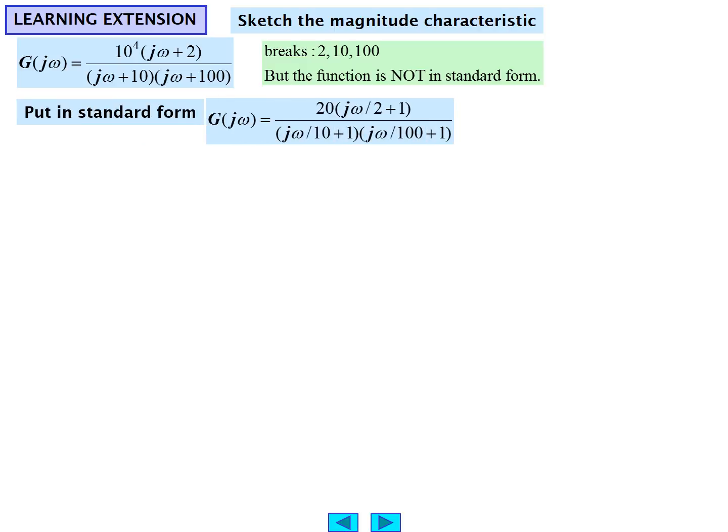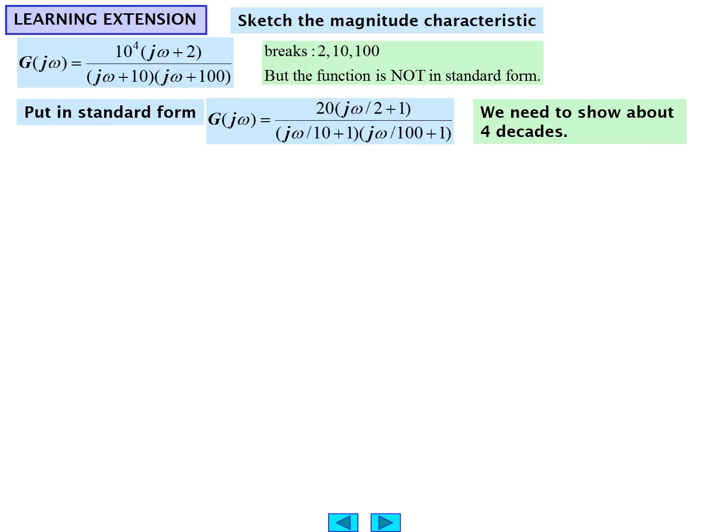Putting it in standard form, that equation for G of j omega becomes 20 multiplied by the quantity j omega divided by 2 plus 1, divided by the quantity j omega divided by 10 plus 1 times the quantity j omega divided by 100 plus 1. In this form, we do see K0 much more clearly than 10 to the fourth before, because it's actually 20. You do want to make sure that you can make that algebraic transcription between these two forms and prove to yourself that the two forms are equivalent. This will become very important for algebraic manipulation when you don't have it in standard form.